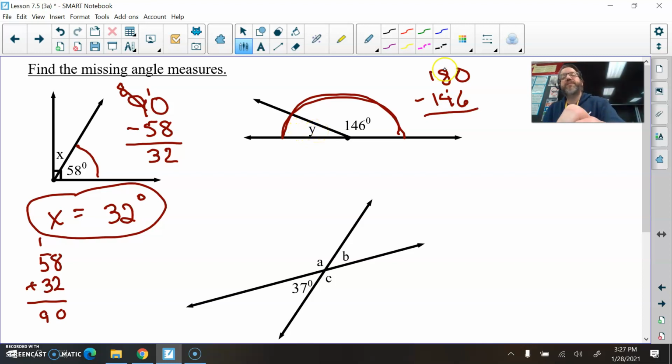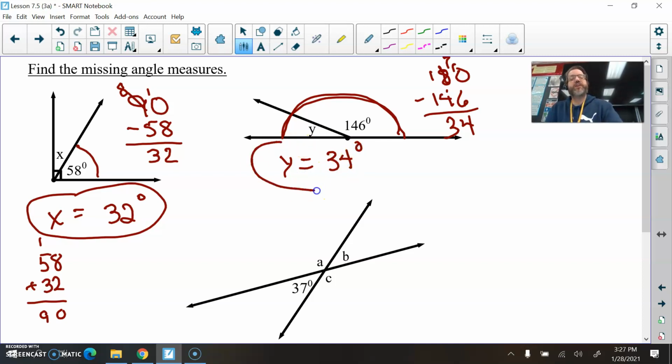So I'll go ahead and make this 8 into a 7, which makes this 0, 10. 10 minus 6 is 4, 7 minus 4 is 3, 1 minus 1 is 0. So we have 34. Angle Y has to be equal to 34 degrees.